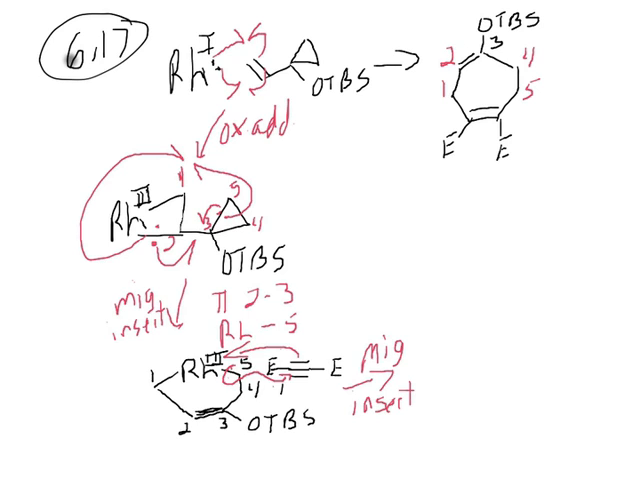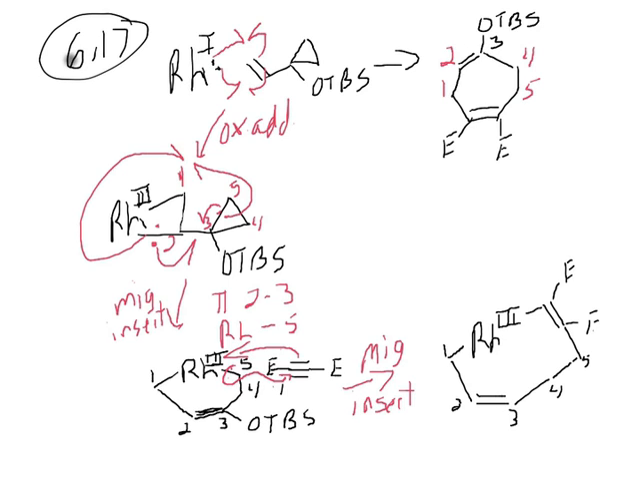Alright, following this migratory insertion, the rhodium is still bound to carbon 1, it's still rhodium 3, but now it's also bound to part of the alkyne. This is 1, 2, 3, there's a double bond there, 4, 5, and a bond there. Not a very good looking ring, but we'll take it nonetheless.